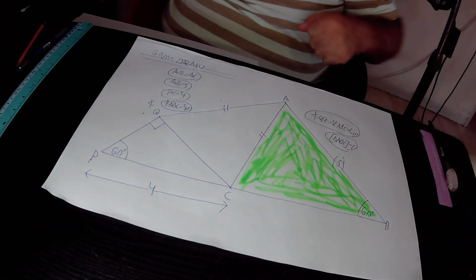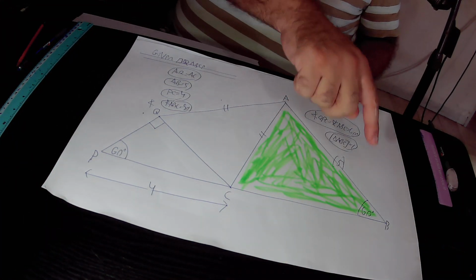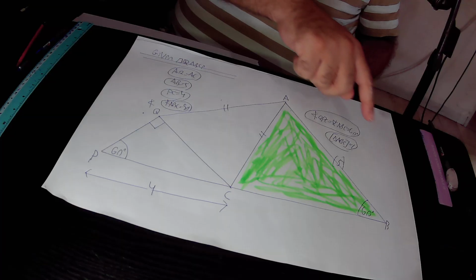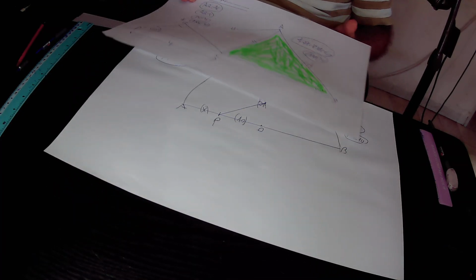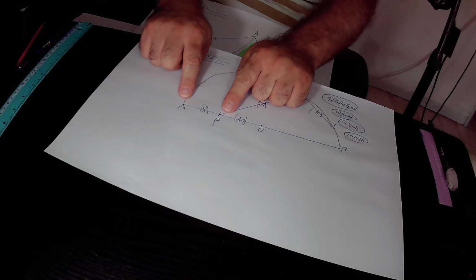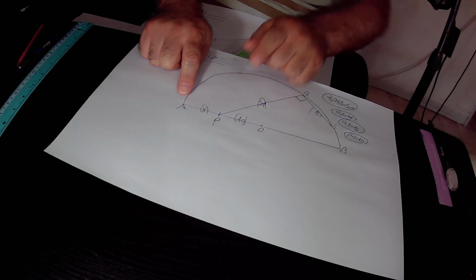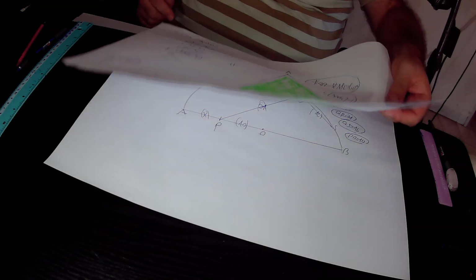Now in this lecture we'll answer two questions. The first question: we find out the area of this triangle, the green triangle, triangle ABC. In the second question, we find out the length of this line segment AP that equals x. We have to find out the value of x. So we start with the first question.